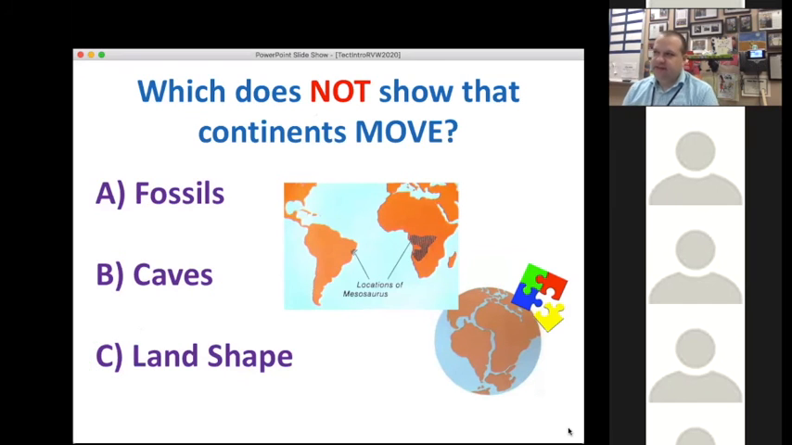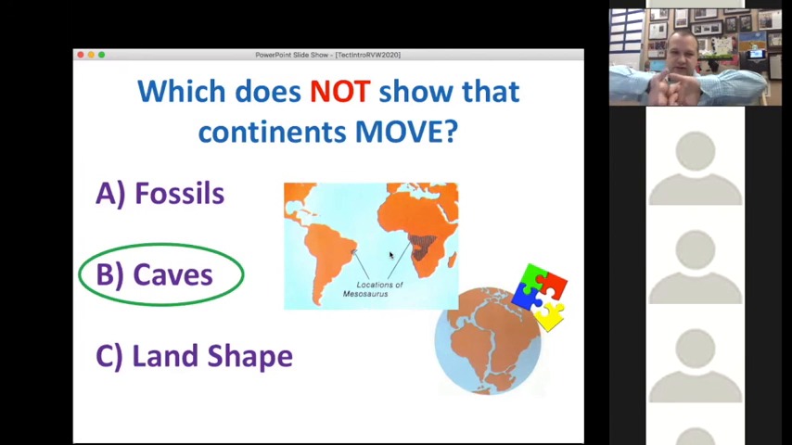Number 5, which does not show the continents move. We have proof that the continents can move. Fossils, caves, or the shape of the land, land shape. The correct answer here is B. Caves do not show that. Here we see fossils. Remember that fossils are in the rocks. And yeah, we had dinosaurs that lived when it was pushed together. So that means that these have moved apart. And land shape, remember how they fit together like puzzle pieces? That means they used to be connected and they have moved apart.